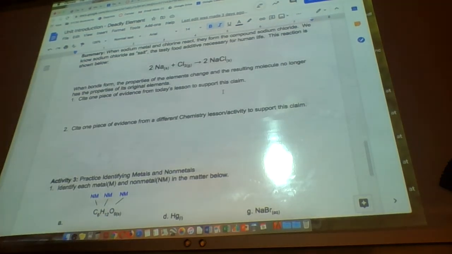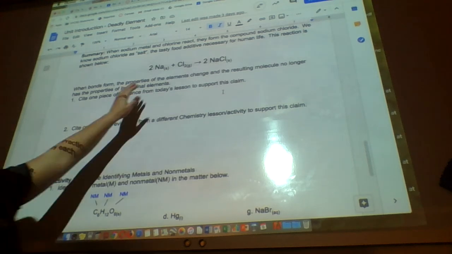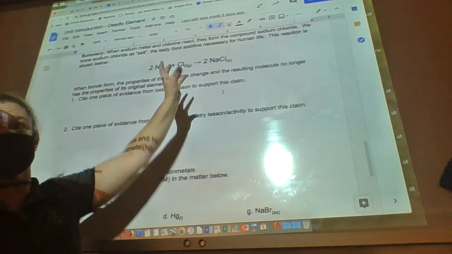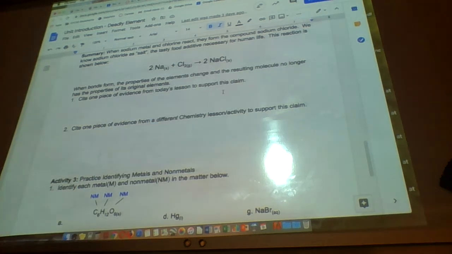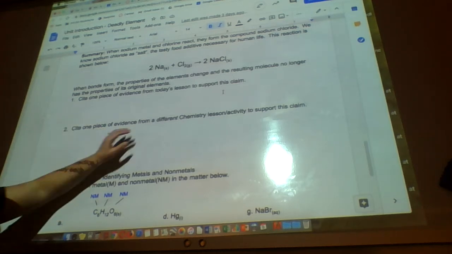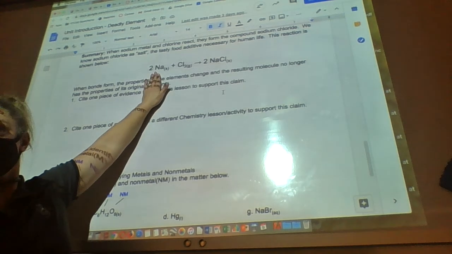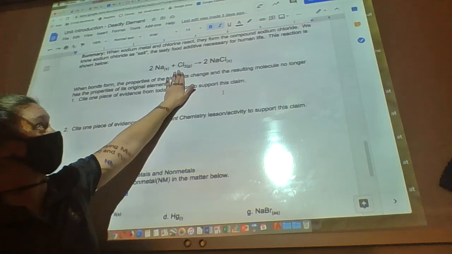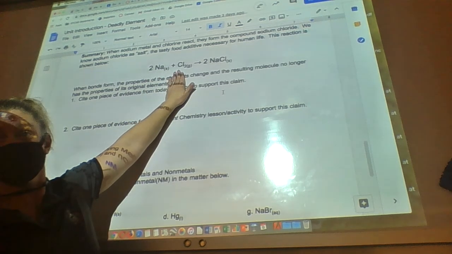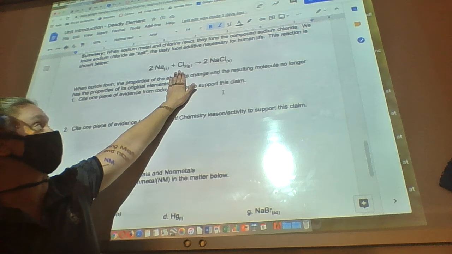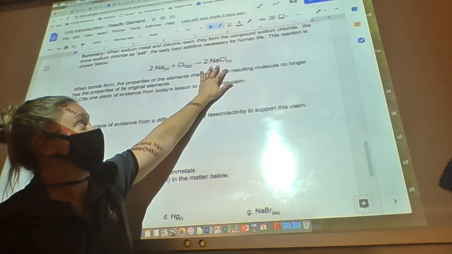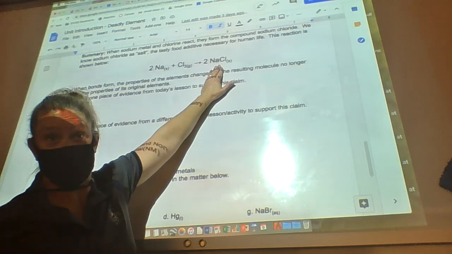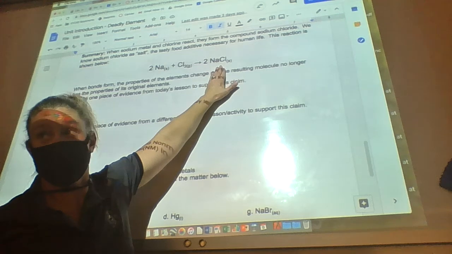Okay, let's take a look here at the summary then. So we have the reaction when we take metal, sodium, and we take chlorine gas, and we add it together, we end up with sodium chloride. You all know this as simple table salt. So we cannot eat sodium on its own, we cannot eat chlorine, ingest it, breathe it on its own. But when we combine it, bond it, we now can eat it as salt.